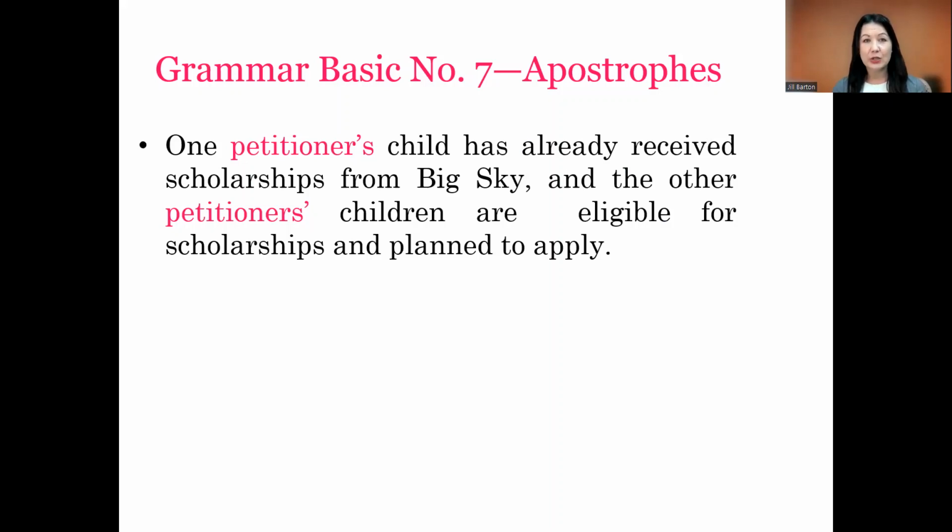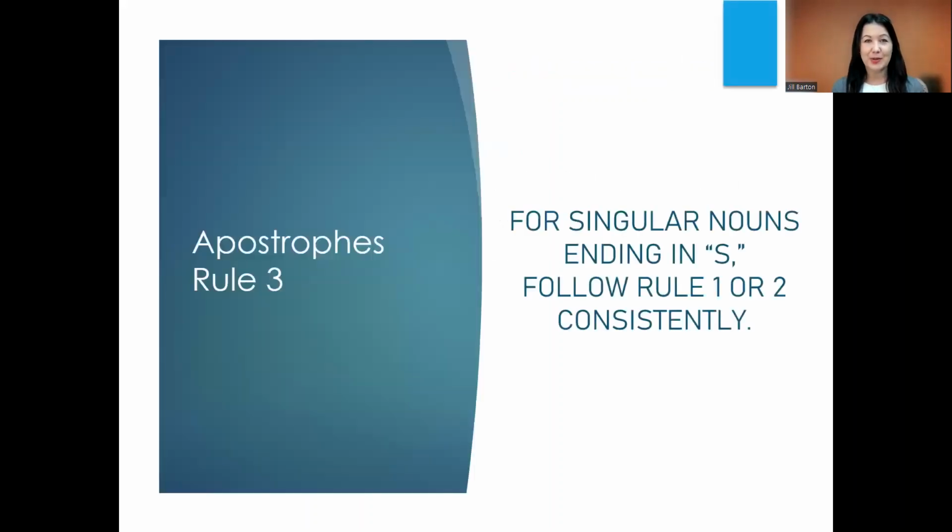We have a singular noun, petitioner. Here we're talking about one petitioner's child. And we are then talking about other petitioners, in that case, multiple petitioners. So we put the apostrophe at the end. If you're trying to figure out whether you need an apostrophe before the S or after the S, just take note of whether you have a singular noun or a plural noun. That'll put you on the right track.